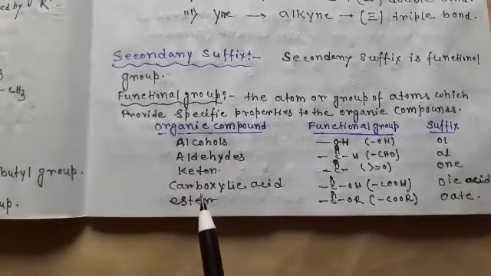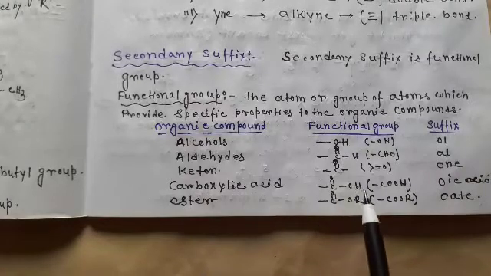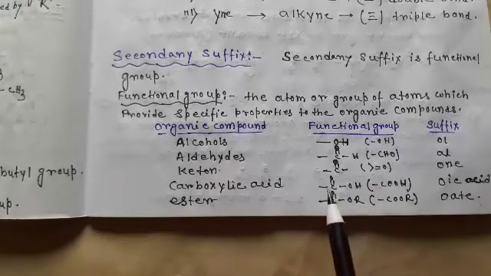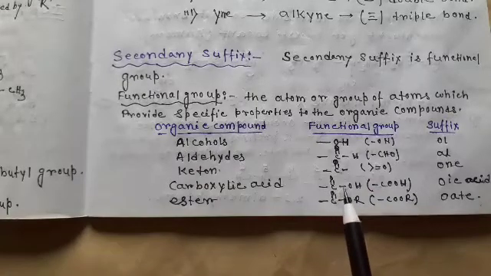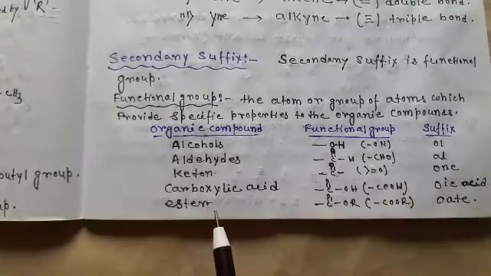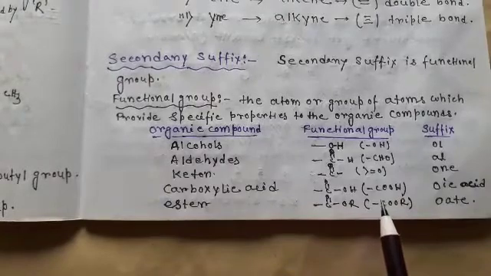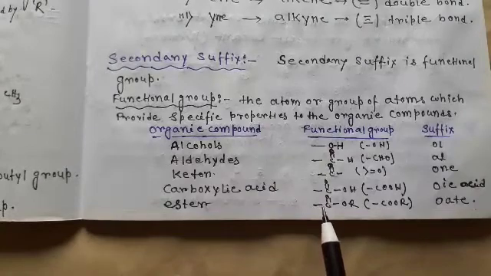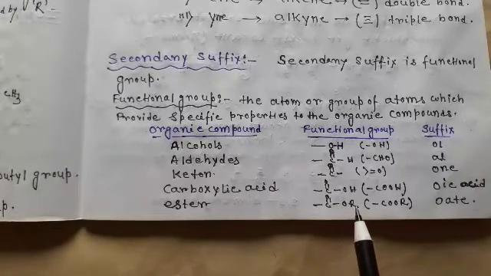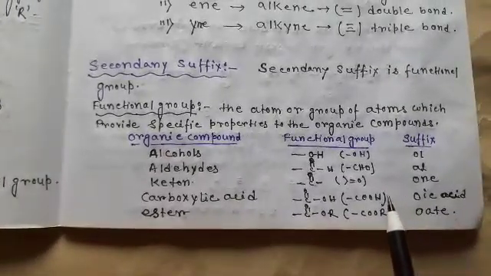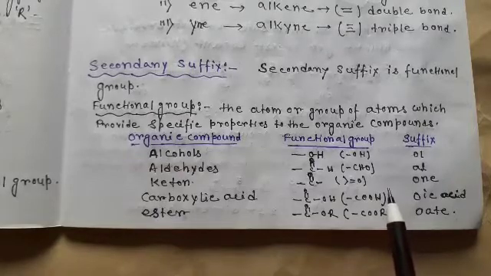And next, the carboxylic acid. Its functional group is COOH. That is the formula of the functional group of carboxylic acid, and the structure of the carboxylic acid group is C double bond O single bond OH, and the suffix is oic acid. Next, ester. The ester functional group formula is COOR. Here R is an alkyl group. The structure of the functional group is C double bond O single bond OR, and the suffix is oate. That is the secondary suffix of the functional group.